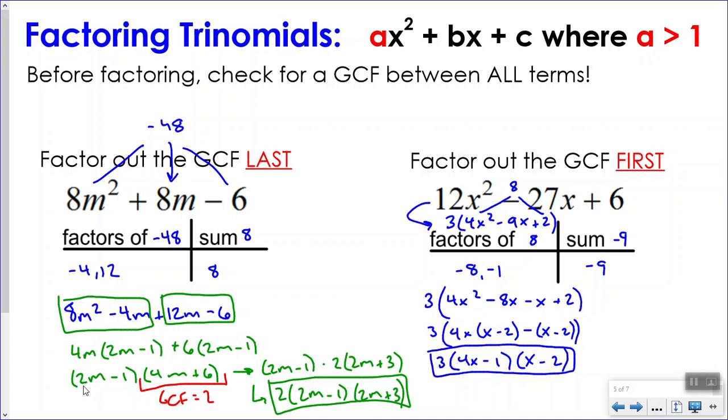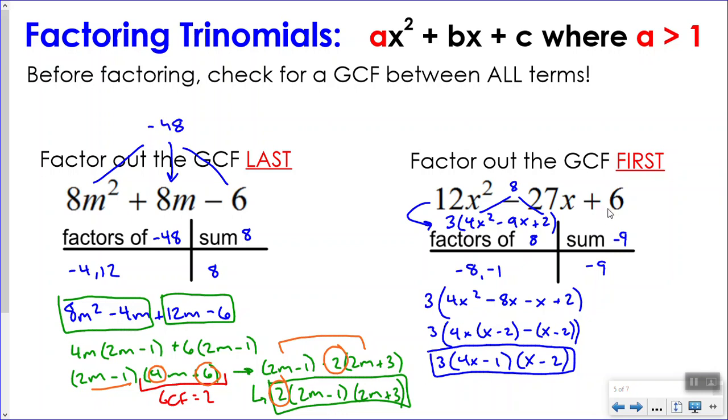2m minus 1, those are two relatively prime terms. There's nothing we can do there, so we know we're good. But if we look at 4m plus 6, between 4 and 6, I have a common factor of 2. So we have to factor that out here, and we're left with 2m plus 3. Now we know that when we're multiplying, the order of our terms doesn't matter. So it doesn't matter the order in which you put these factors. The only thing we will worry about is always putting just a numerical factor out in front. We'll never sandwich it in between two parenthetical factors.